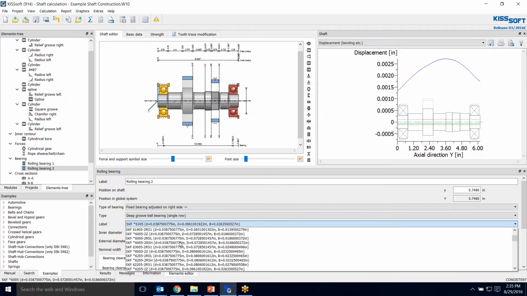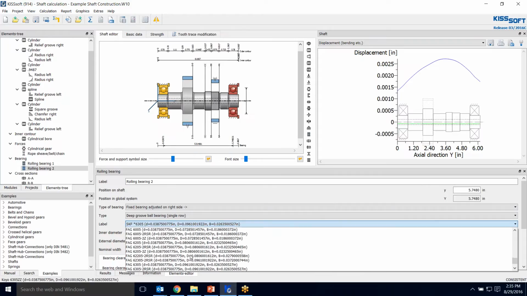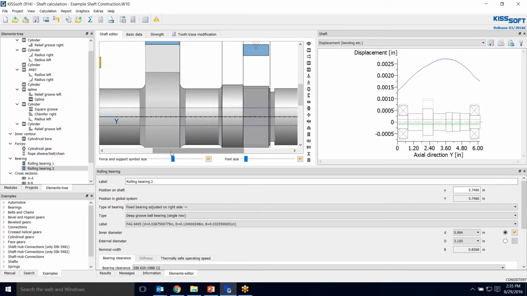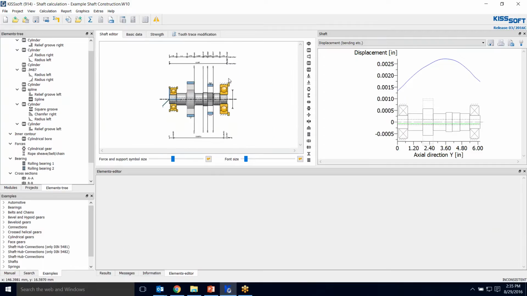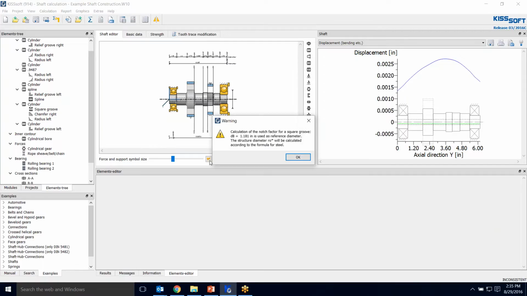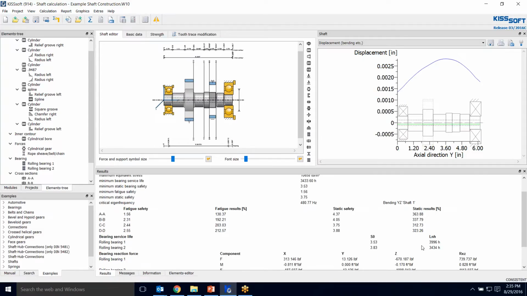So maybe a 6405, which SKF doesn't make, but I believe Koyo does. Let's see here, 6405, right there. That's a pretty good size bearing on that shaft. So we position that over there and then we run it again. Now we had 2.7 mil and now we have 2.8 mil. So the bearing life is there now. Pretty good, right? But our deflection on this shaft is starting to get pretty high, and that might be a problem for you.